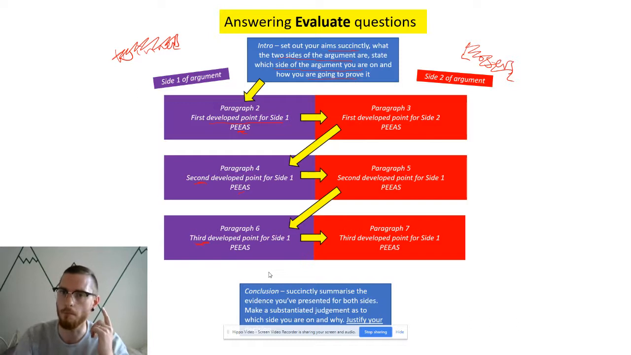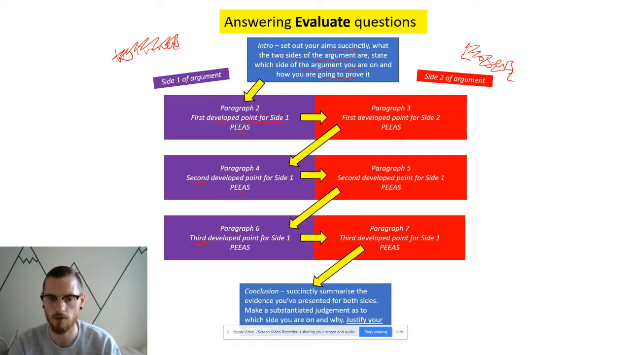Lastly, the conclusion must happen. It should be four to five sentences long, and you need to succinctly summarize the evidence you've presented. You can't bring in any new information or other evidence. It's got to be from the essay that you presented for both sides. And then you need to make a substantiated judgment as to which side you're on and why. Justify your decision, okay?